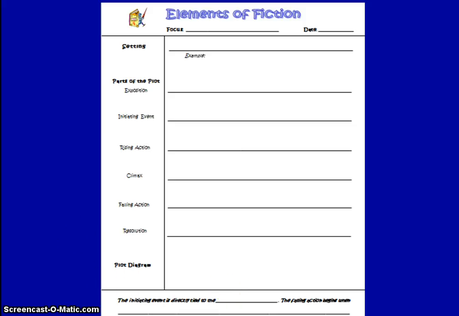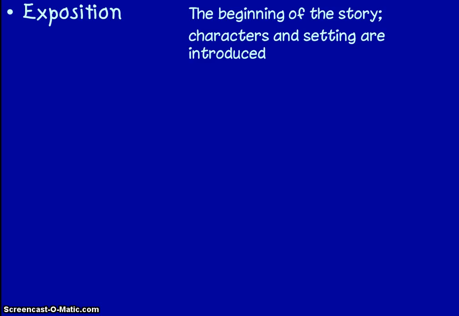So let's take a further look into the parts of the plot. Our first part of the plot is called exposition. This is the beginning of the story, where the characters and the setting are introduced. Okay, it's almost like setting up the story in a way so that the reader understands what's going on. They know the characters, they know the setting, and they're ready for the rest of the story to happen.